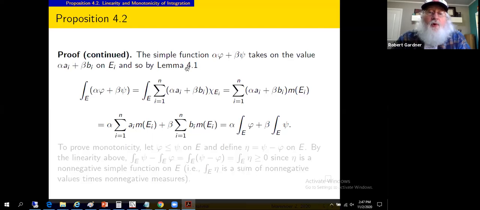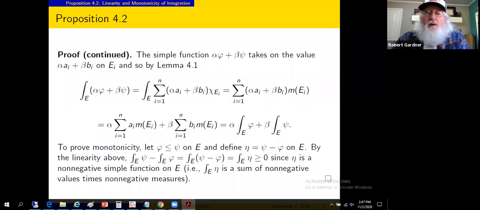So Lemma 4.1, the E sub i's being disjoint, tells us the integral of this function, that is the integral of this summation, so this is a representation of that linear combination in terms of characteristic functions, is the sum of the values times the measures on which the simple function takes on these values. Like a Lebesgue sum is where we are at this stage. Function values and measures of sets.